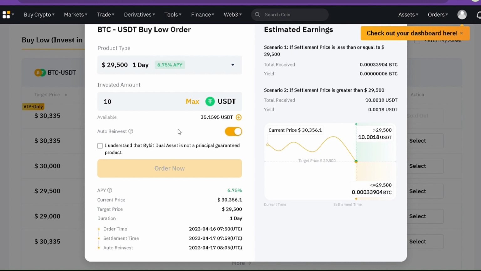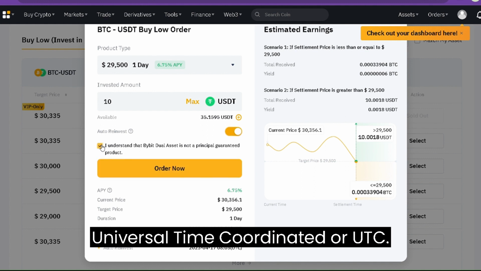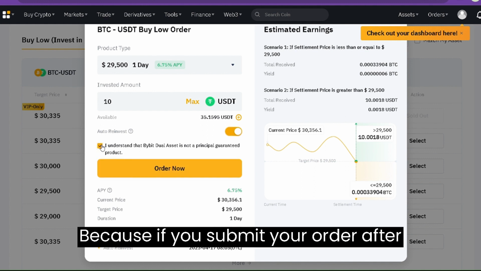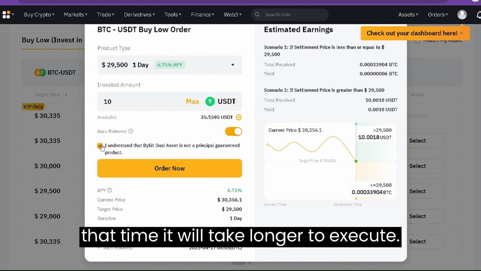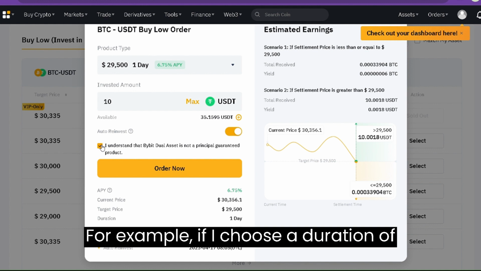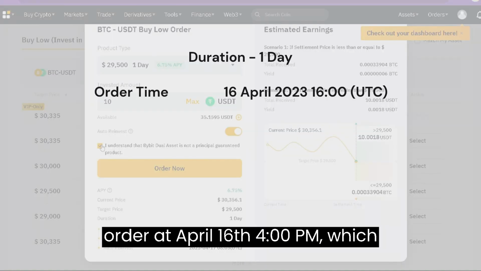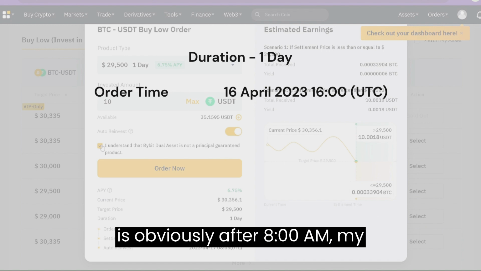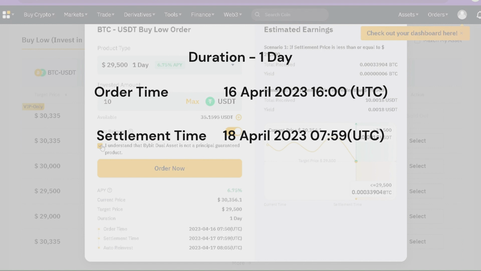It is important to note that you need to push your order before 8 a.m. Universal Time Coordinated, or UTC. Because, if you submit your order after that time, it will take longer to execute. For example, if I choose a duration of 1 day for my option and submit my order at April 16, 4 p.m., which is obviously after 8 a.m., my settlement time will be at April 18, 7:59 a.m., which is slightly more than 1 day.